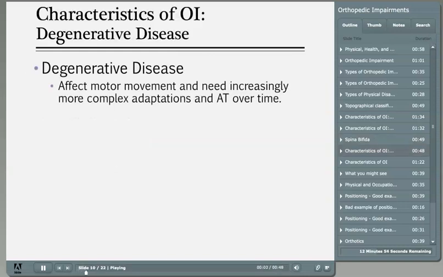Degenerative diseases affect motor movement, and individuals with these diseases will need increasingly more complex adaptations and assistive technology over time.